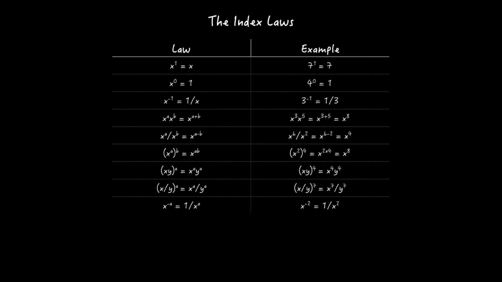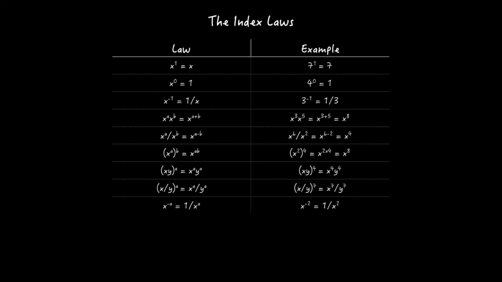The next law is x to the power of 0 equals 1. An example of this is 4 to the power of 0 equals 1. The next law is x to the power of negative 1 equals 1 over x. An example of this is 3 to the power of negative 1 equals 1 over 3.